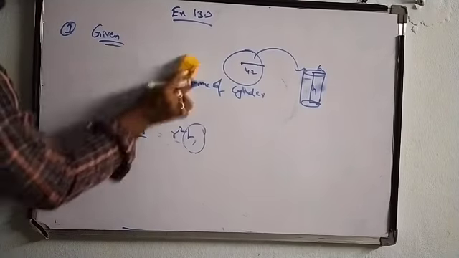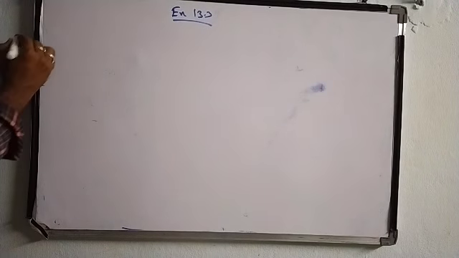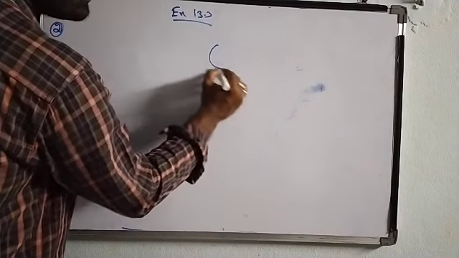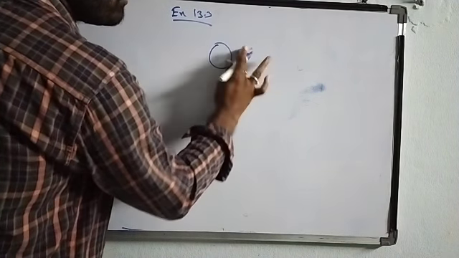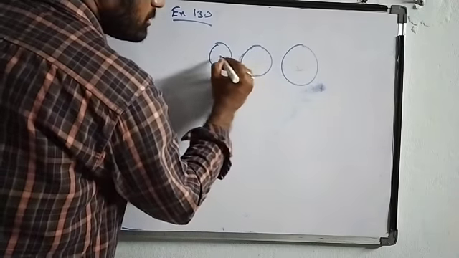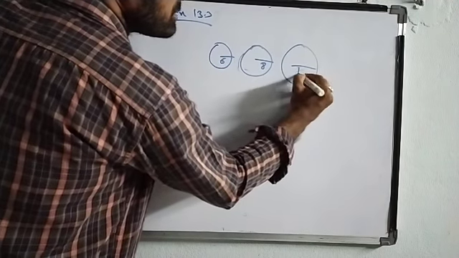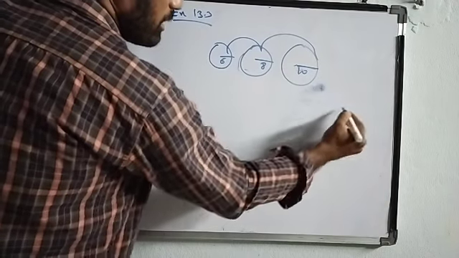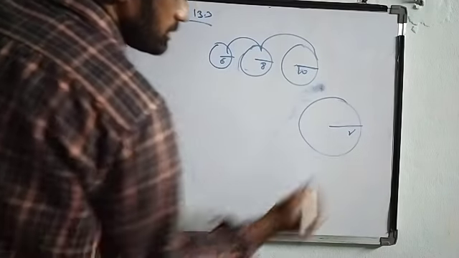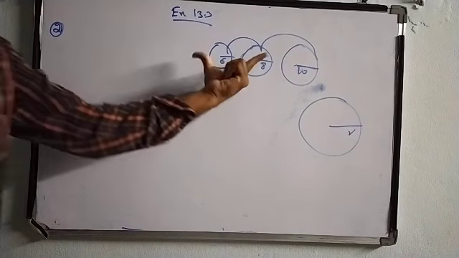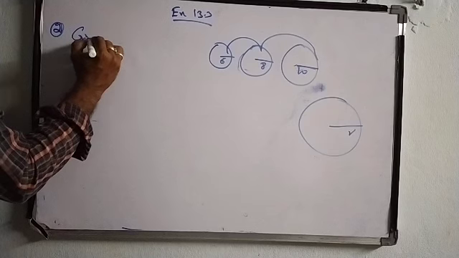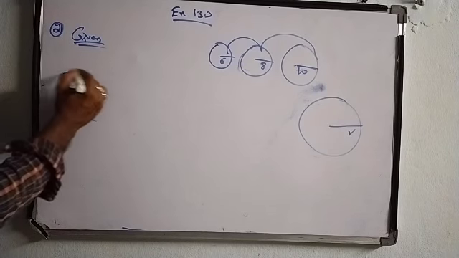Next, coming to the second question. Same exercise 13.3, second question. The question is metallic spheres of radius. So there are three metallic spheres of different sizes: this is 6, this is 8 centimeter, this is 10 centimeter. So three metallic spheres we are combining and making a big sphere. We have to find out the radius of this. It means that we are changing from one shape to another shape, so the same concept applies here. Volume will not change.